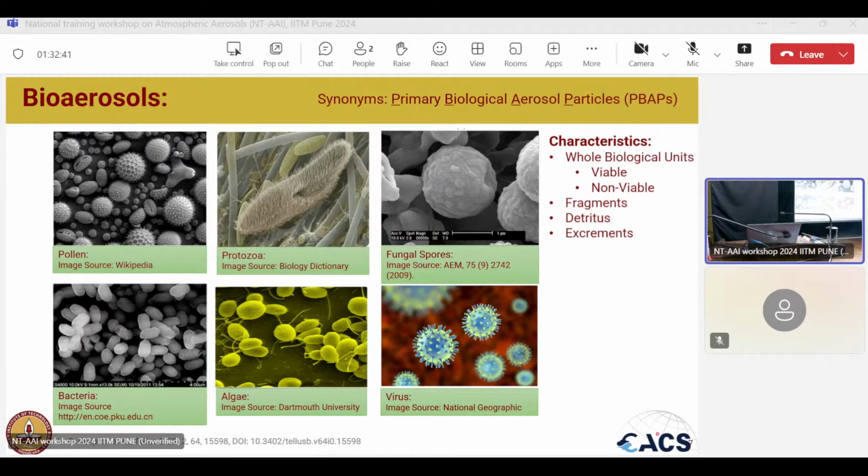And then, of course, you have the fragment, then you have detritus, and then you have, of course, excrement. And all these factors basically contribute, like, you know, animal origin, plant origin, that itself we would call the bioaerosol. Of course, how you define the diameter for these aerosols is totally different than how you define the diameter for the other aerosols.